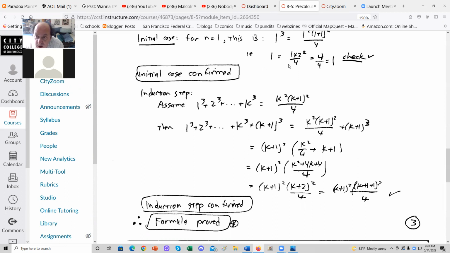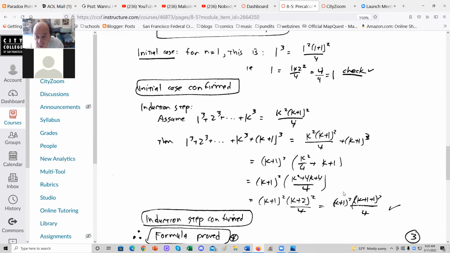So it's true for k equal to 1. If it's true for k equal to k, then it's true for the next value k plus 1. So the formula is proved for all n.